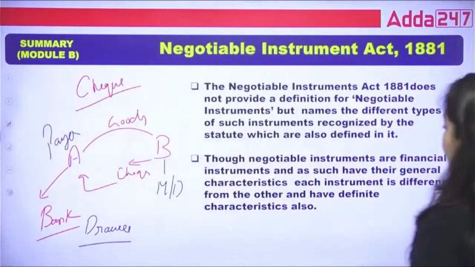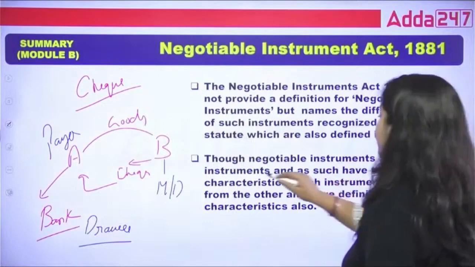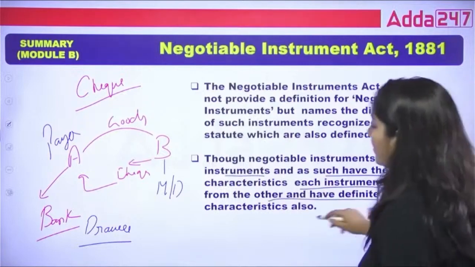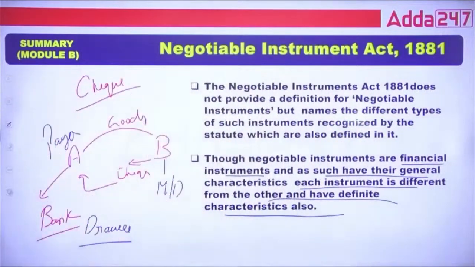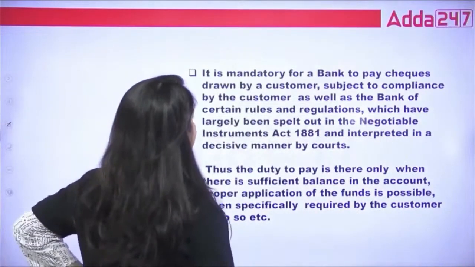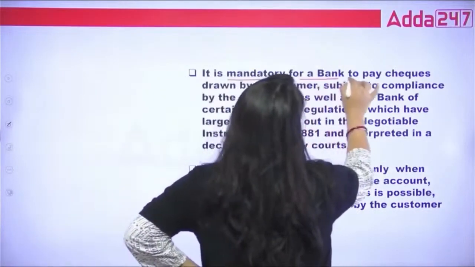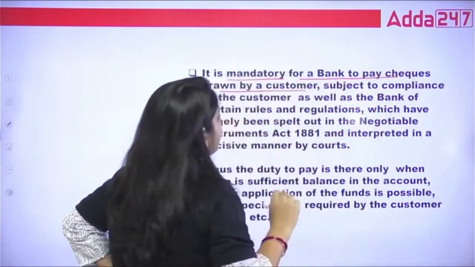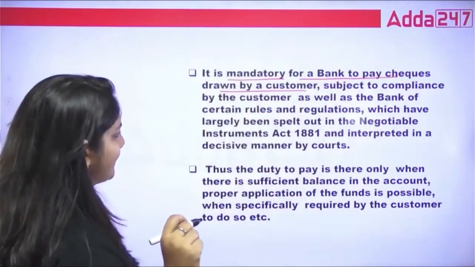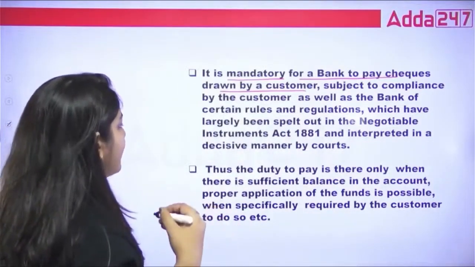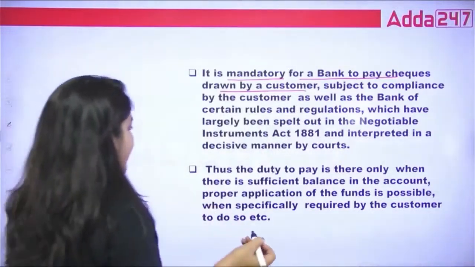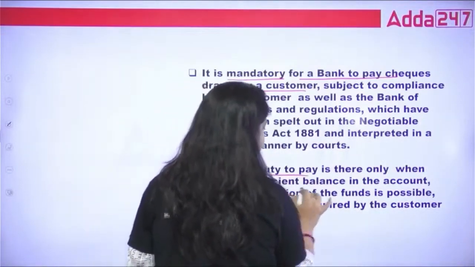Done? So, though negotiable instruments are financial instruments and as such have their general characteristics, each instrument is different from the other and has a definite character. We know this one. Done? Now, it is mandatory for a bank to pay a check drawn by the customer, subject to compliance by the customer as well as the bank with certain rules and regulations which have largely been spelled out in the Act and interpreted in a decisive manner. Thus, the duty is to pay only when there is sufficient balance in the account. Exactly. The duty is to pay when there is a sufficient balance in the account.